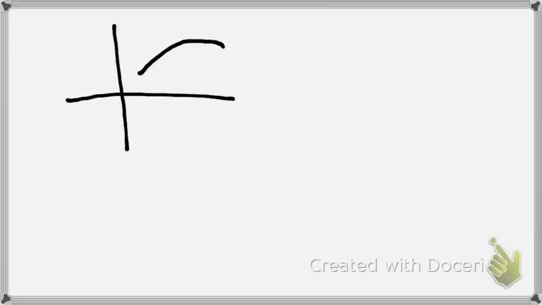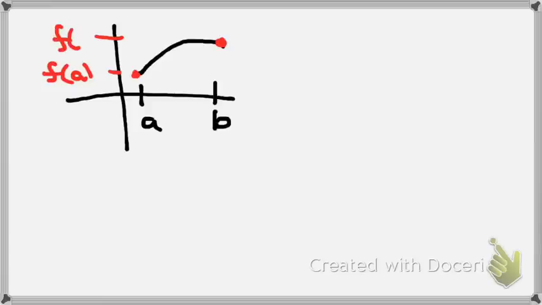Well, let's look at the graph again. In general, if I just blow that piece up, here was A, here was B. Our points are right here and right here. So that was f of A. This was f of B.